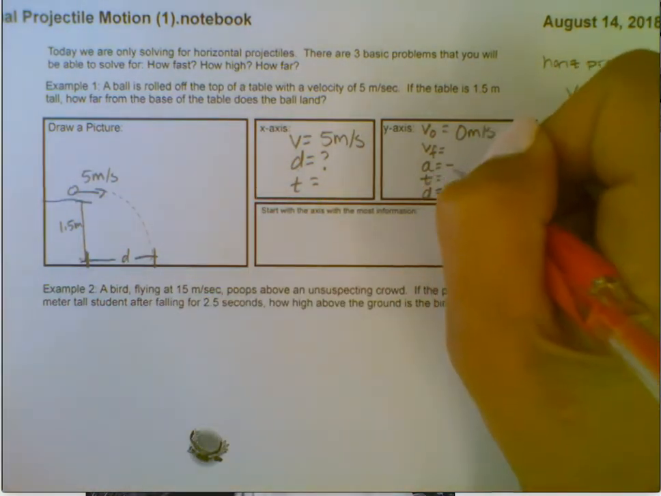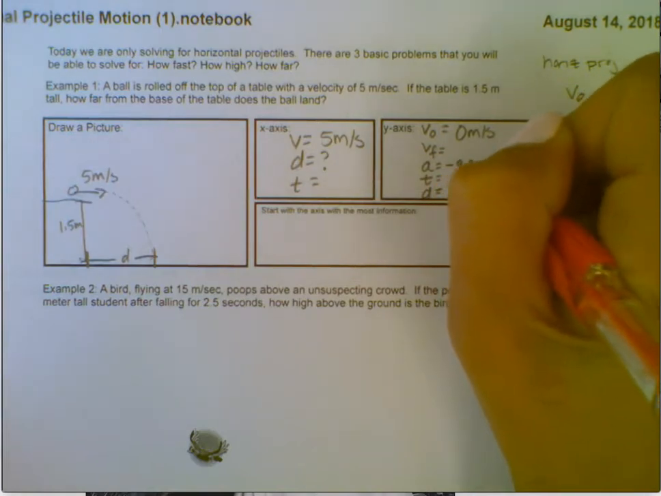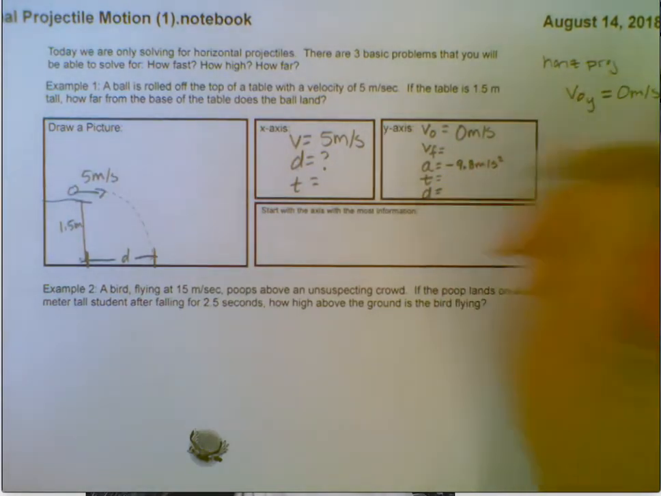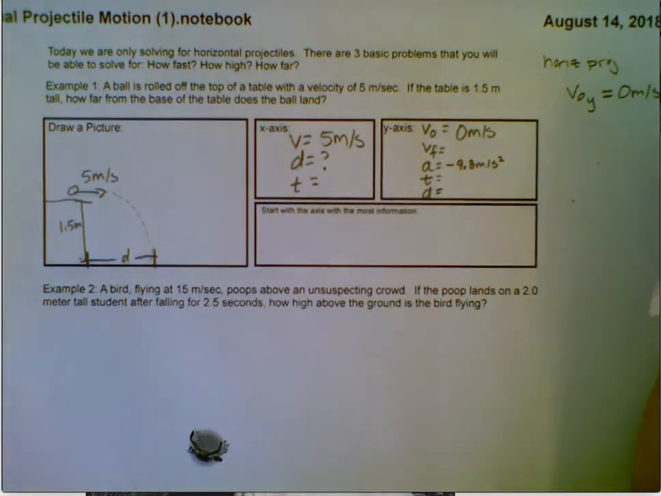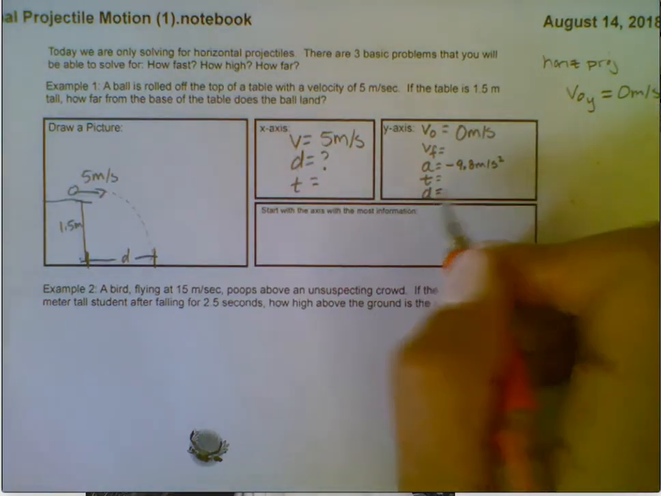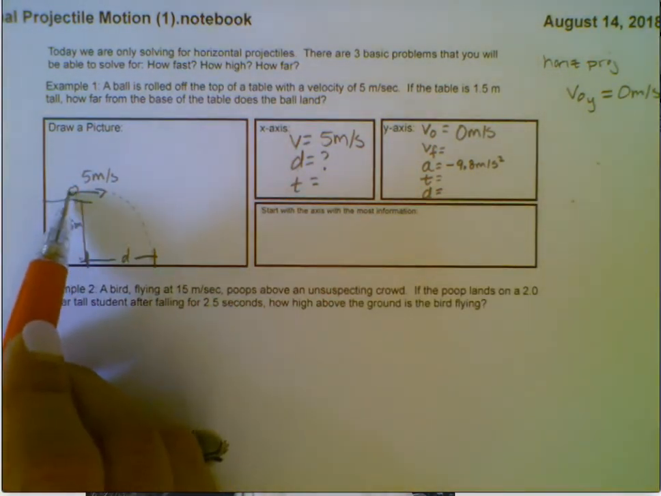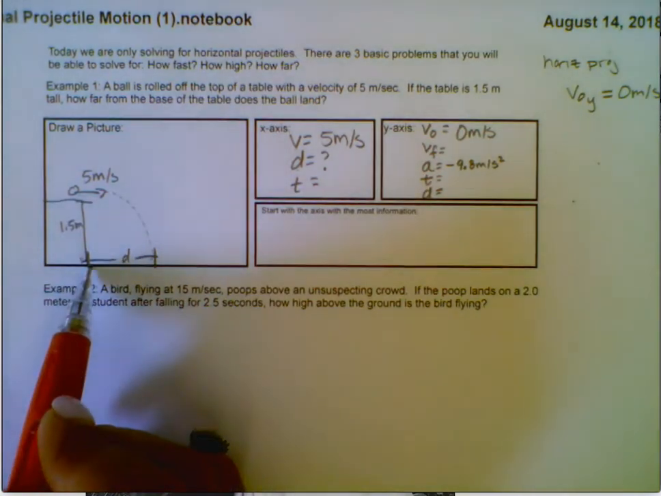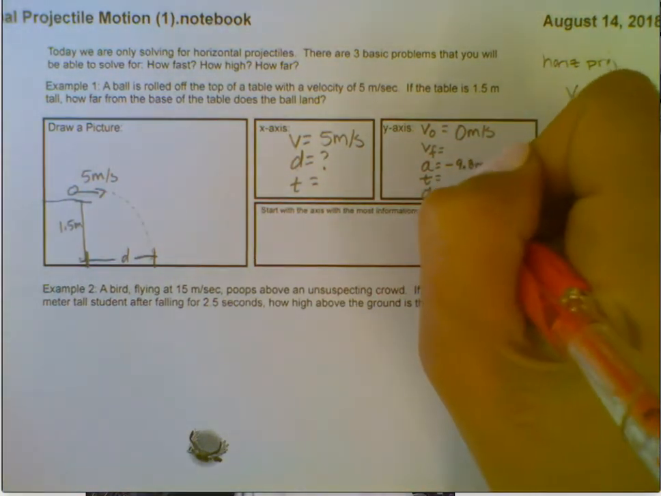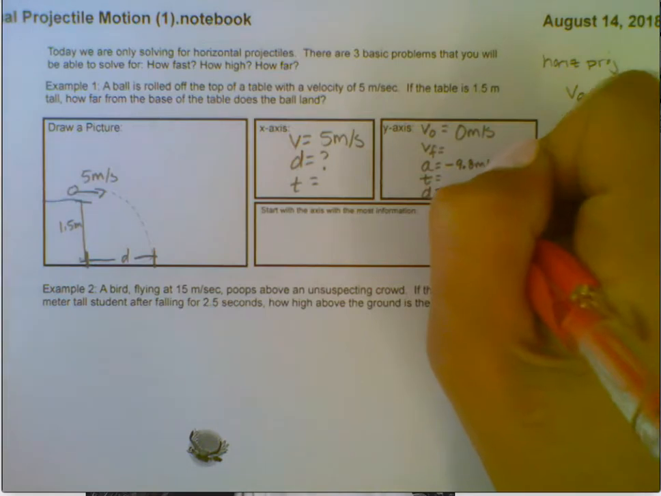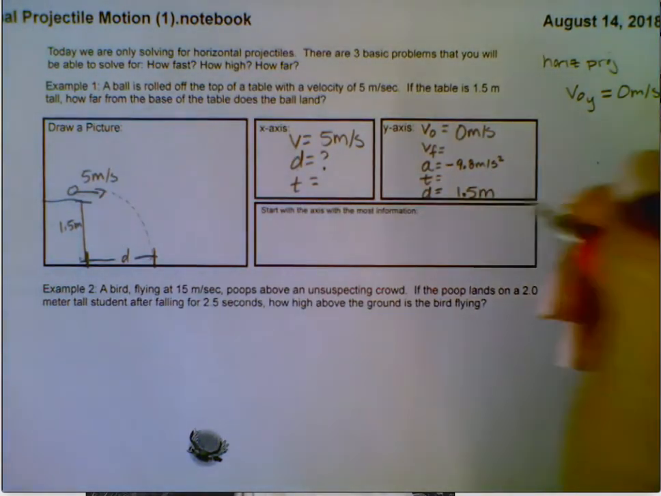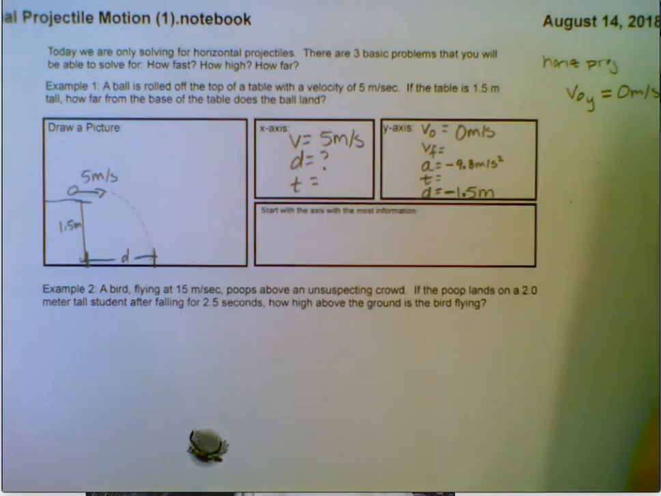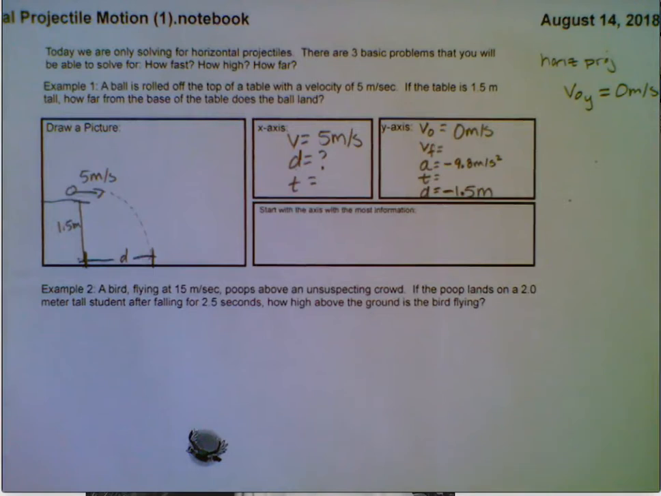The acceleration in the y direction is gravity. That's what's pulling the ball down. Okay. We don't know time. And the displacement in the y direction is how far it fell or moved in the up or down direction. So since it went from the top of the table to the ground, and the table is 1.5 meters high, we know displacement is 1.5. Now remember, displacement is a vector, so we need direction. And since the ball falls down, it should be negative 1.5 meters. If you miss that sign, the problem's going to come out wrong. So be careful.